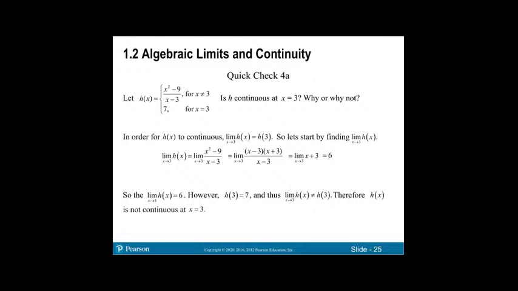But when the function says that when x is 3, it's a 7. So the limit as x approaches 3 is going to be 6. But when x is actually 3, the value is 7. So because the limit does not equal the value at the point, we say it's not continuous. Right? So it's not continuous at x equals 3.